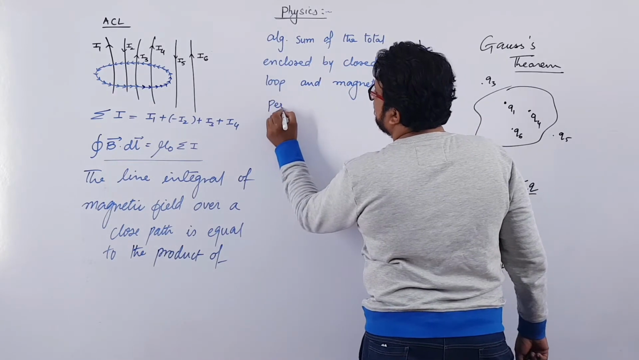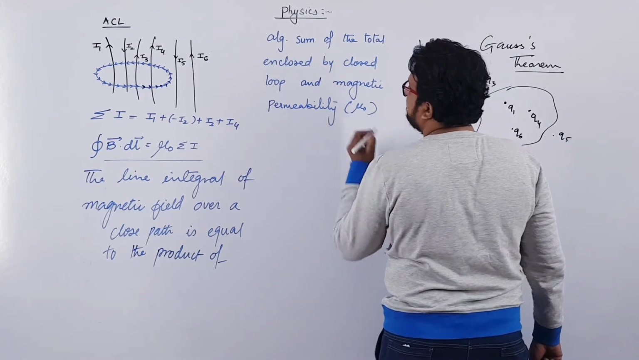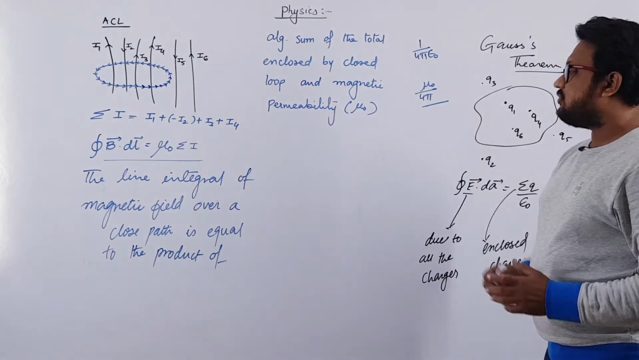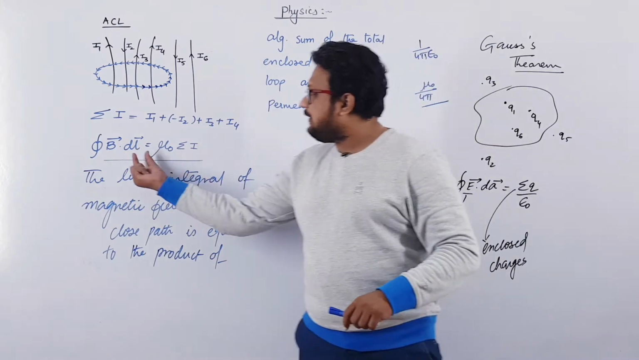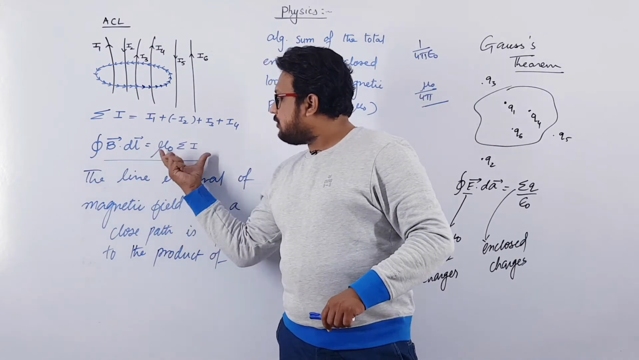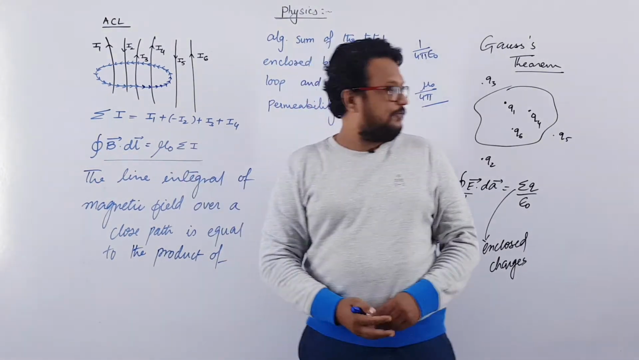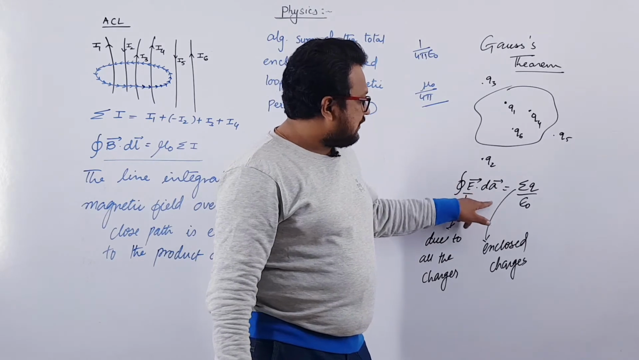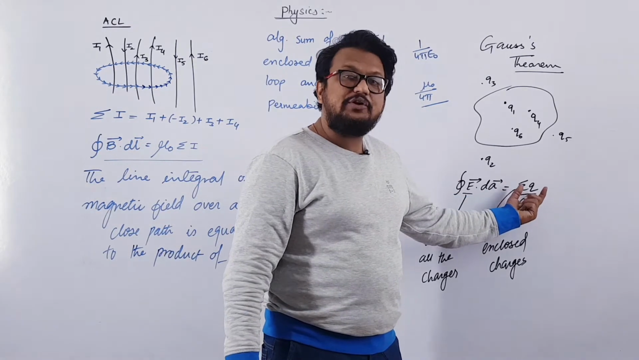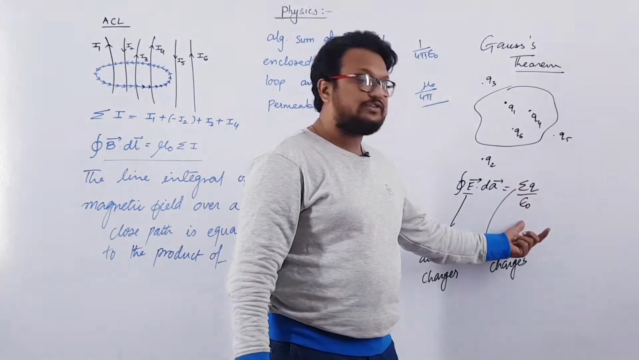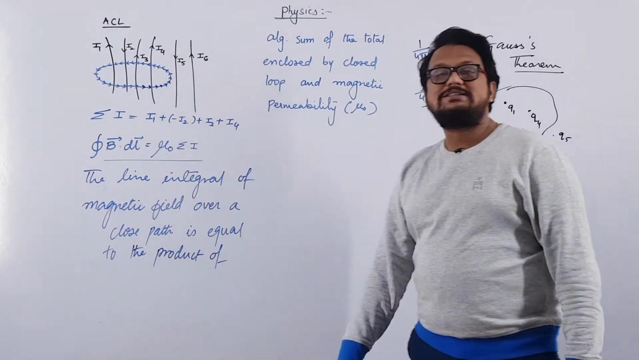If you want, you can write it like that. So the line integral of magnetic field, or magnetic induction, over a closed loop is equal to the product of the algebraic sum of total current enclosed by that closed loop and mu naught. If you remember, the surface integration of electric field over a closed surface is equal to the ratio of the algebraic sum of the total charge enclosed to epsilon naught, the ratio of sigma q and epsilon naught. This is the product of mu naught and sigma I, right?